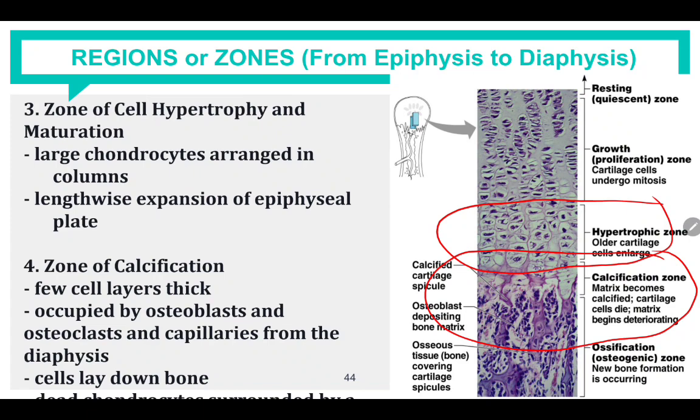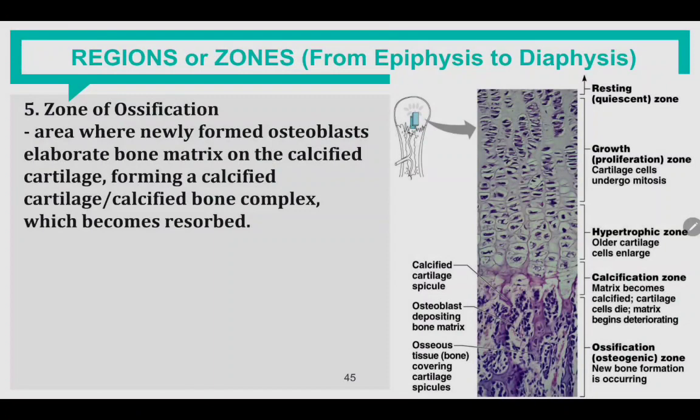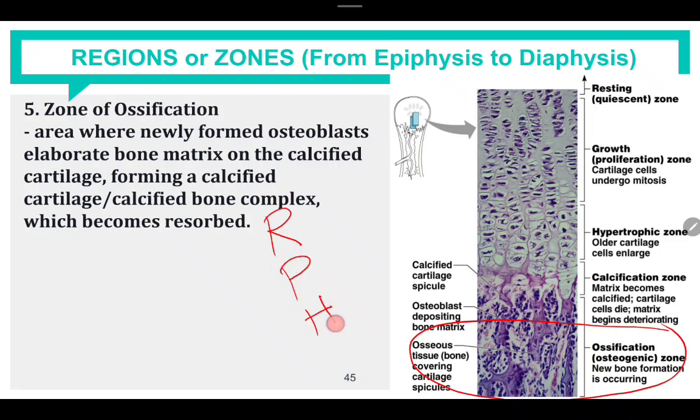Okay? And then last part is the zone of ossification, area where newly formed osteoblasts elaborate the bone matrix on the calcified cartilage, forming a calcified bone complex which becomes resorbed, no, and becomes the new bone. Ayan, the ossification process. Okay? So, para hindi kayo mawala, guys, no, tandaan niyo itong panatandaan nyo na, we have the R, we have the P, we have the H, hypertrophic zone, we have the C, the calcification zone, and we have the O.